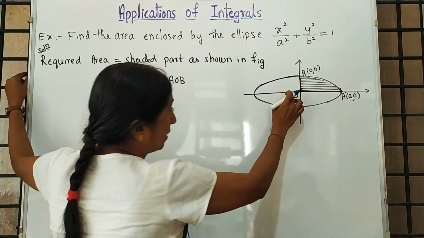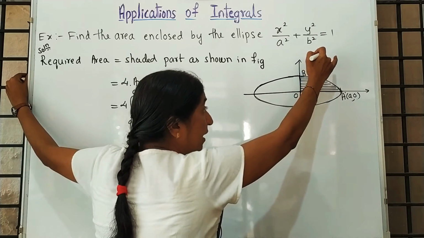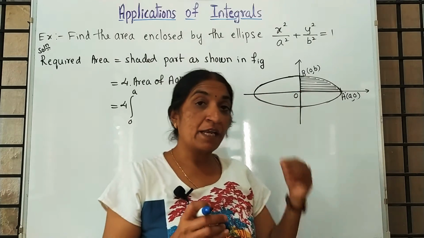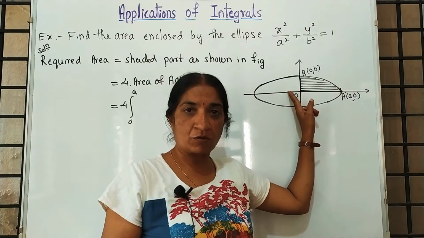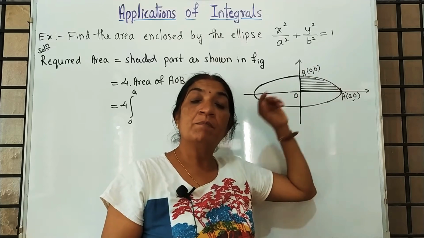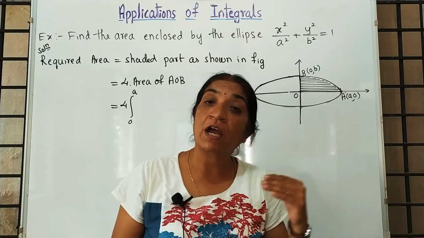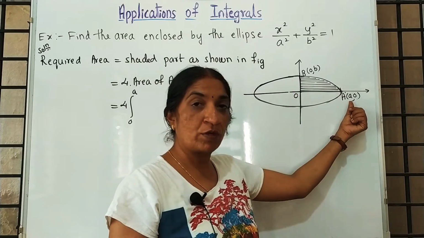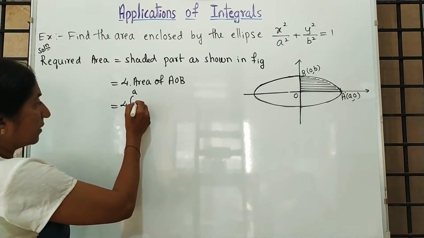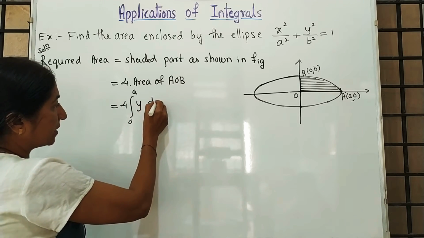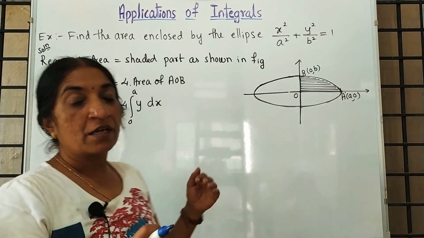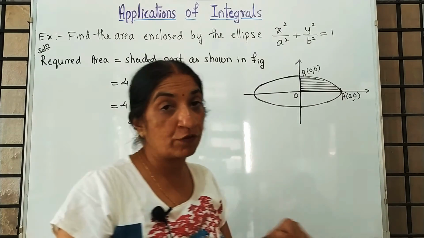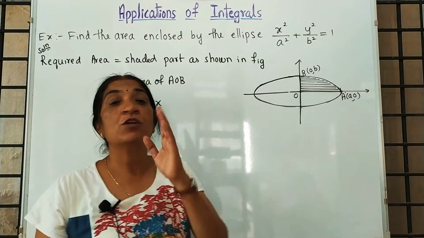Here the lower limit of x is 0. We are taking the area between the curve and the x axis. You can also take the area between the curve and the y axis, at that time it is 0 to b. But I am taking the area between the curve and the x axis, so x values we have to write. Here x value is 0 and here x value is a. And you know already, in the last class I gave the important formula. If it is the area between the curve and the x axis, it is the integration from the lower limit to the upper limit of y into dx.